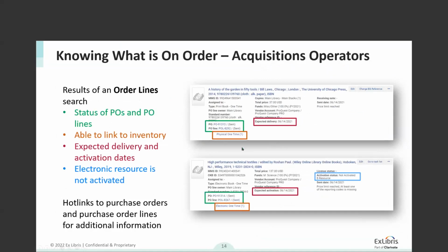I can link right to the inventory that's already been created. In this red here, I can see the expected delivery or activation dates for this electronic resource. It's an activation date. For a physical resource, it is an expected date when it comes into the door. And then also you can see if this is an electronic resource, whether the resource is activated or not. So this is the view from Alma, what your acquisitions operators see.